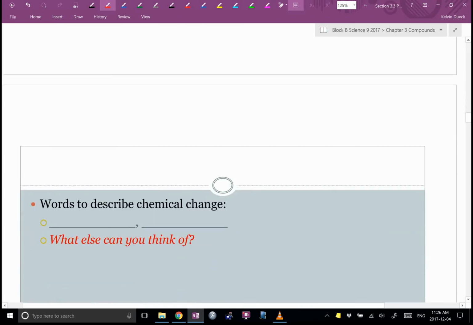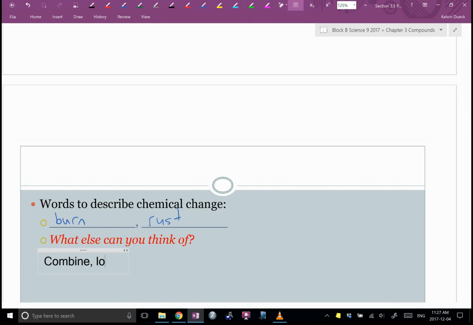Words to describe chemical change. These are 2 that you can take to the bank. Whenever you burn something, that's a chemical change. When objects rust, that's a chemical change. Combine? Any others?